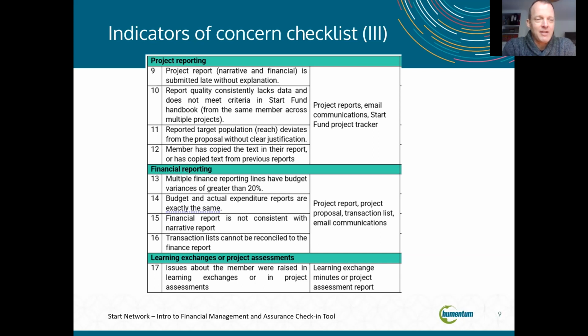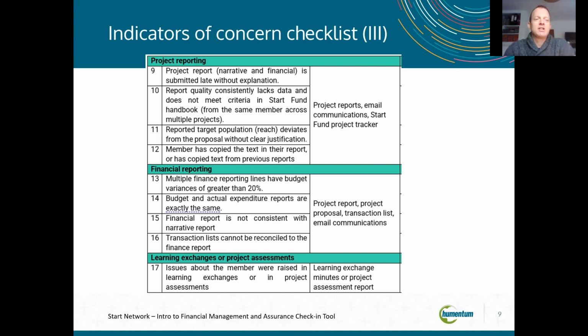If the financial reporting shows high levels of variance, or conversely, zero variance. So if the budget and actual expenditure are exactly the same, that would also indicate a potential concern. If the financial report is not consistent with the written report, so for example, if you say that you're spending money on one item of activity, but that's not reported in the narrative report, then that would show that something's inconsistent between the two reports. And then the final issue is around any issues identified during learning exchanges or project assessments.